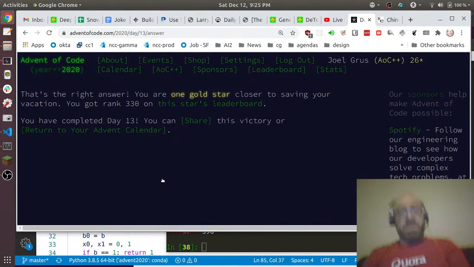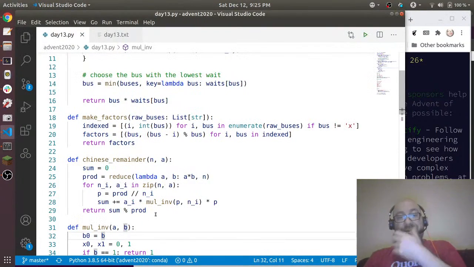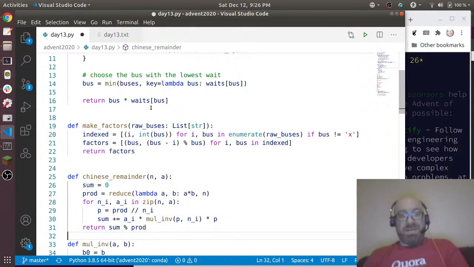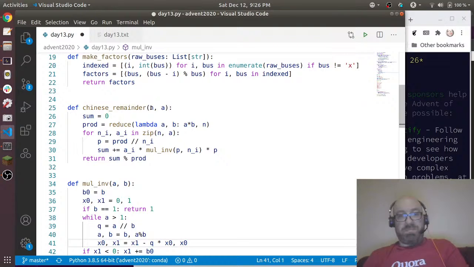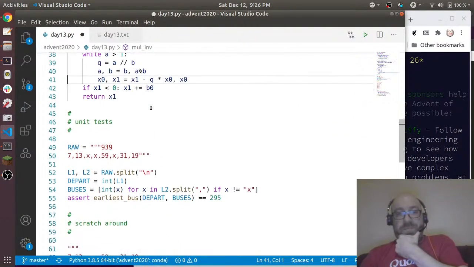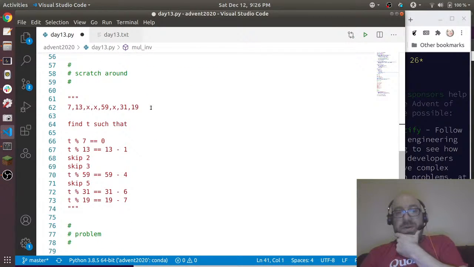Rank 330 in the stars leaderboard. Okay, so that was probably not very satisfying to watch. So what did I do here?